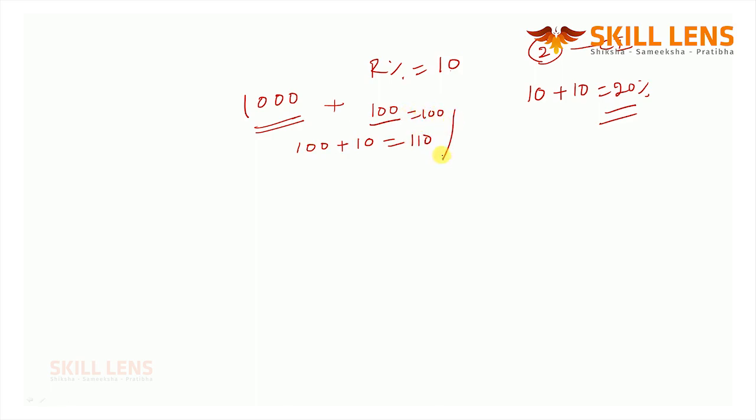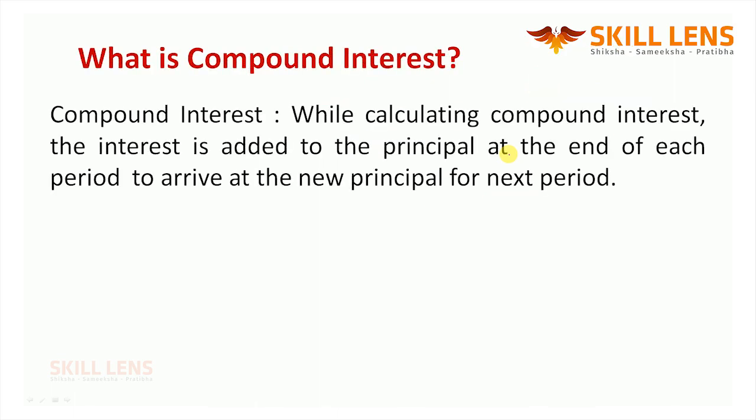The total interest you will get is 210. In simple interest you will get only 200. You are getting an extra 10 rupees. That is nothing but interest on interest. That is the only basic idea. We will understand that basic idea by answering this particular question. So this is your compound interest.